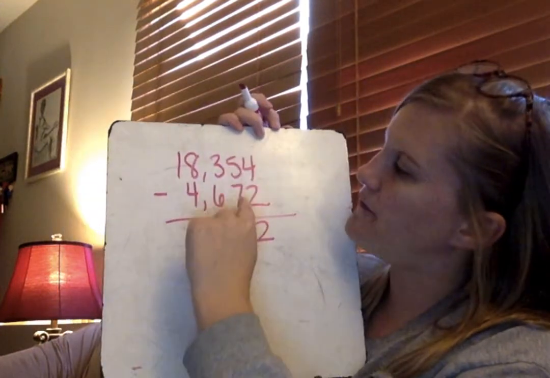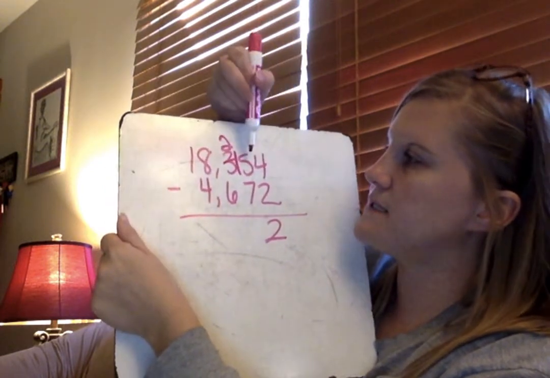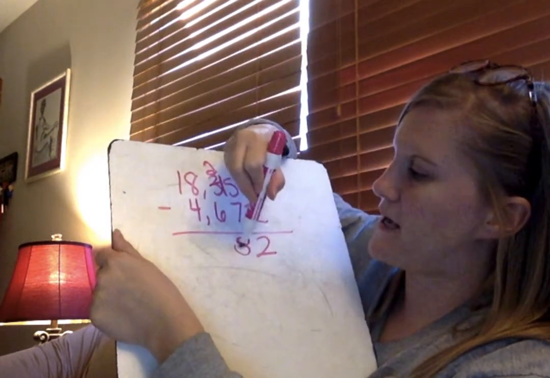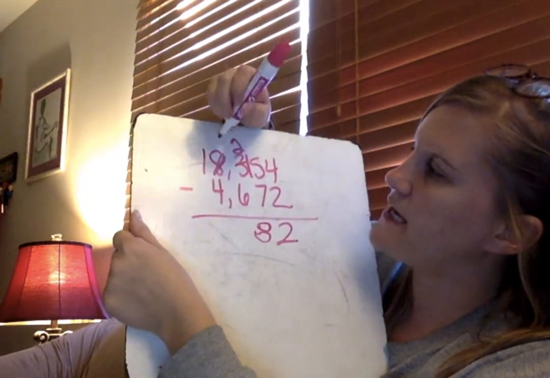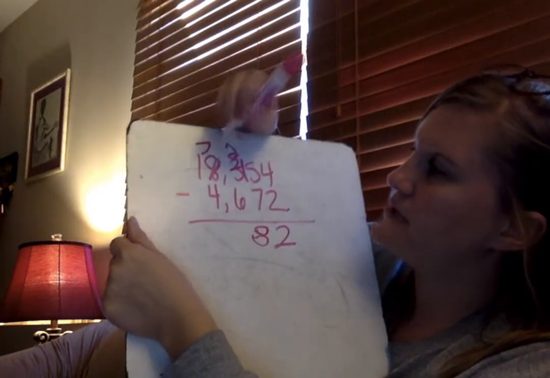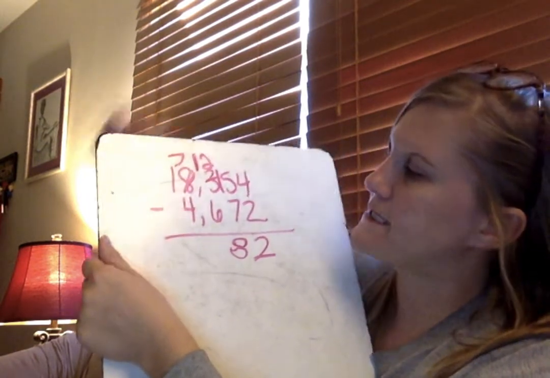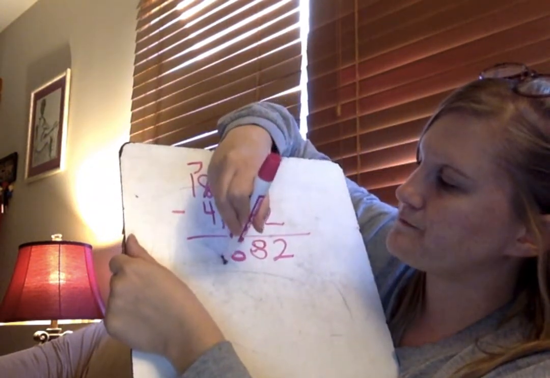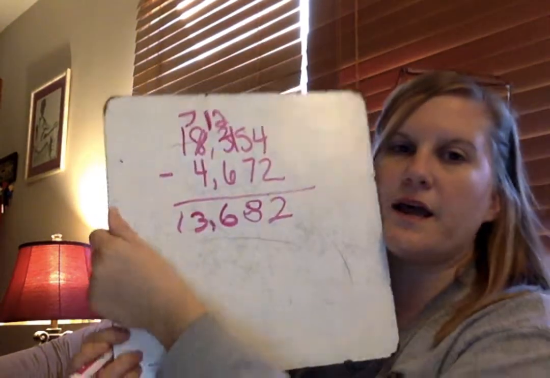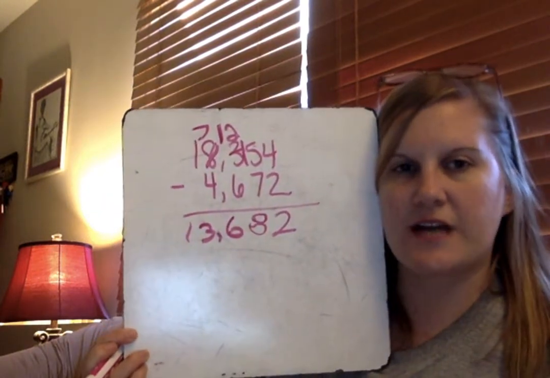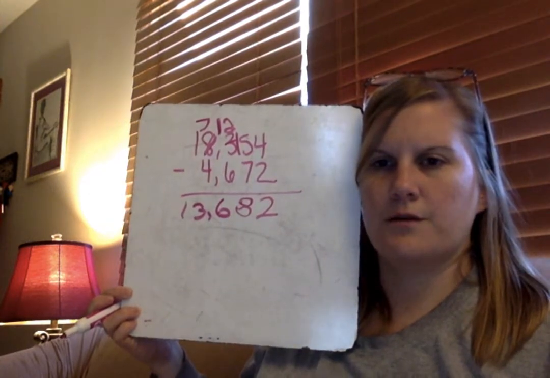Cannot do 5 minus 7, so I'm going to go to the hundreds, take 1 away, making it a 2, and give 10 to the tens. 15 minus 7 equals 8. Beautiful 8, isn't it? 2 minus 6 I cannot do, so I'm going to go to the 8. Take 1 away, make it a 7, and then give 10 to the 2, make it 12. 12 minus 6 is a difference of 6. 7 minus 4 is a difference of 3, and 1 minus nothing is a difference of 1. So our answer would be 13,682. Scrolling down.